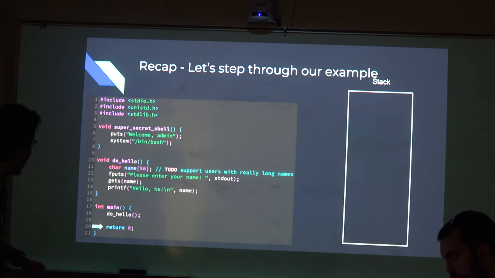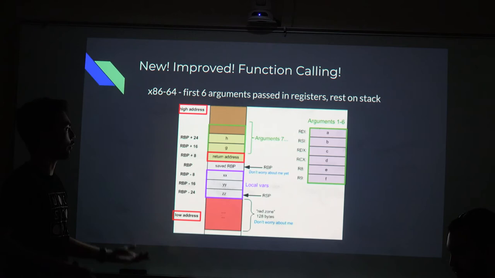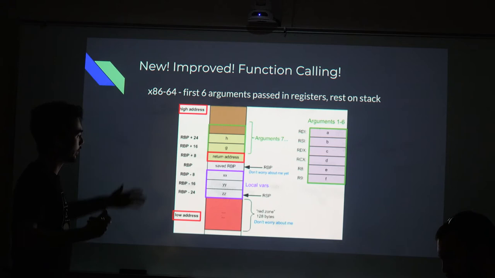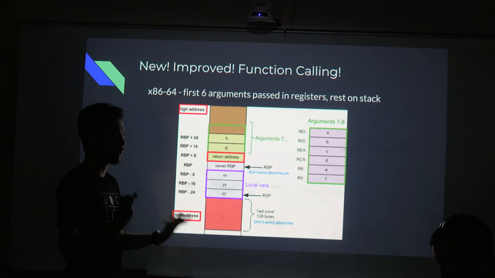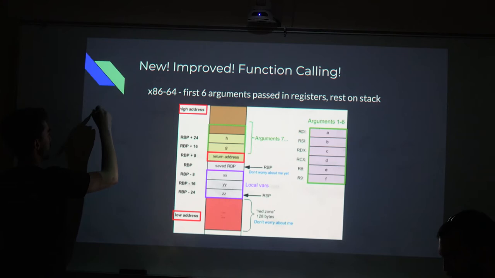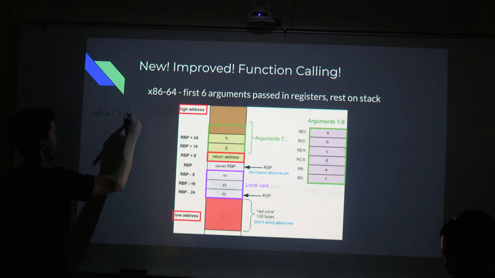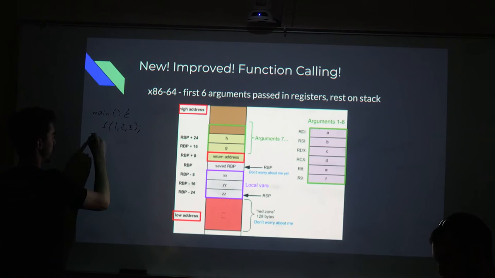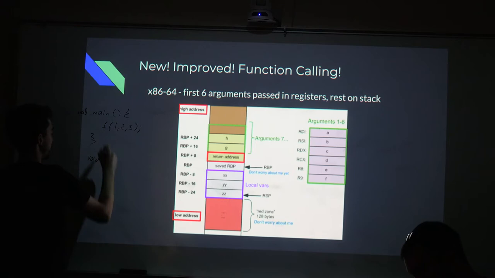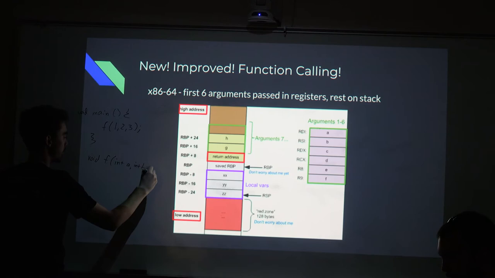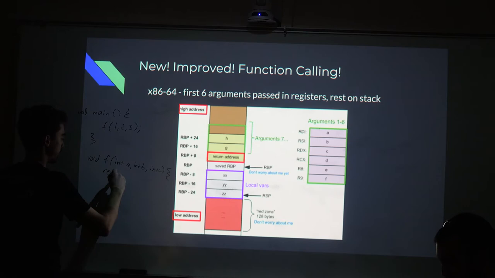So we figured out how to call functions, but we don't know how to pass arguments into them yet. So on x86-64, or AMD64, before we execute that call, let's say we have our main, and it wants to call this other function with 1, 2, and 3. And then we have a void f, it takes an int a, an int b, and an int c, and then let's just say it returns 5.